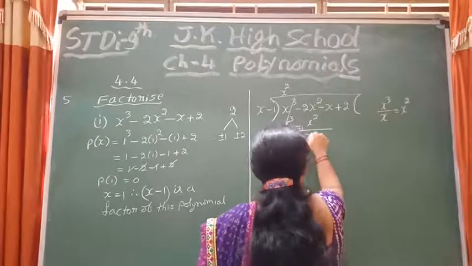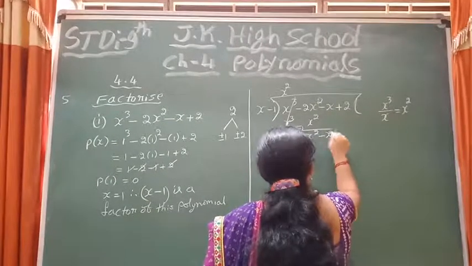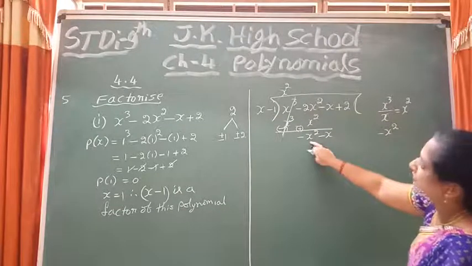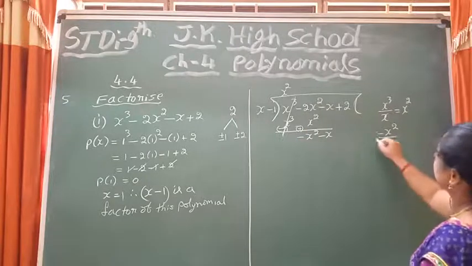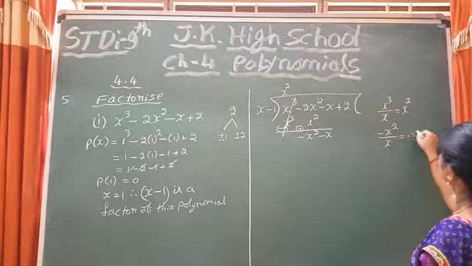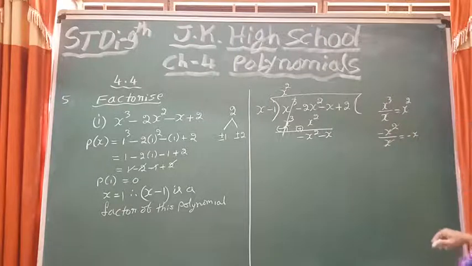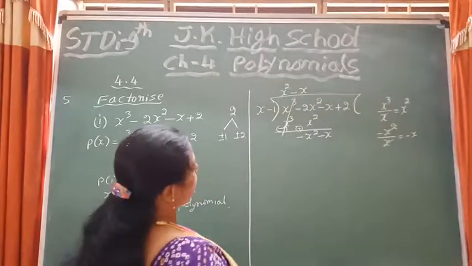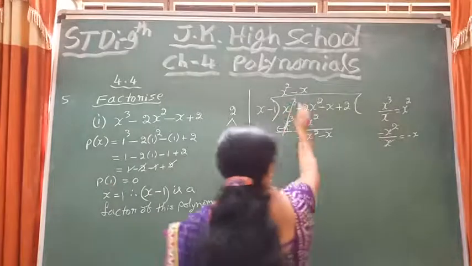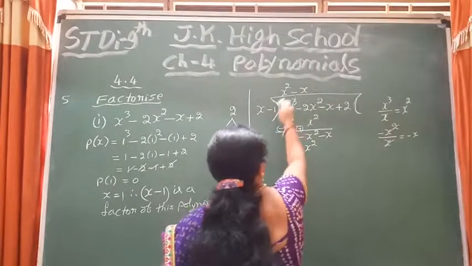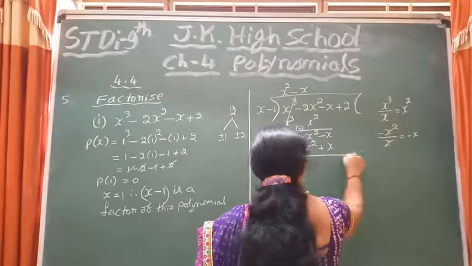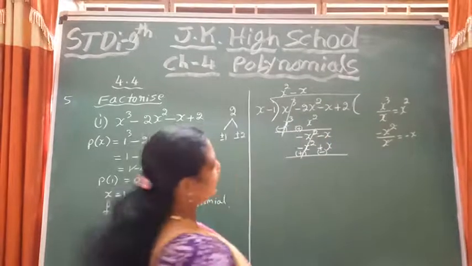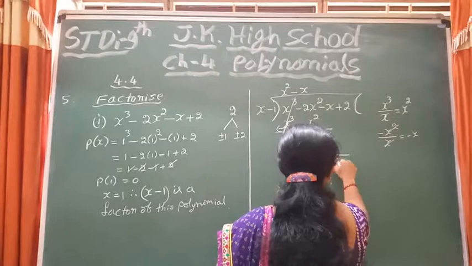Minus 2x square plus x square is minus x square. Take one term down. Then divide the first term of this by the first term of the binomial, which is x. You get the quotient minus x. Including the sign, write it in the quotient, minus x. Multiply this to this: minus x into x is minus x square, minus into minus is plus x. Change the sign, and this term is eliminated.